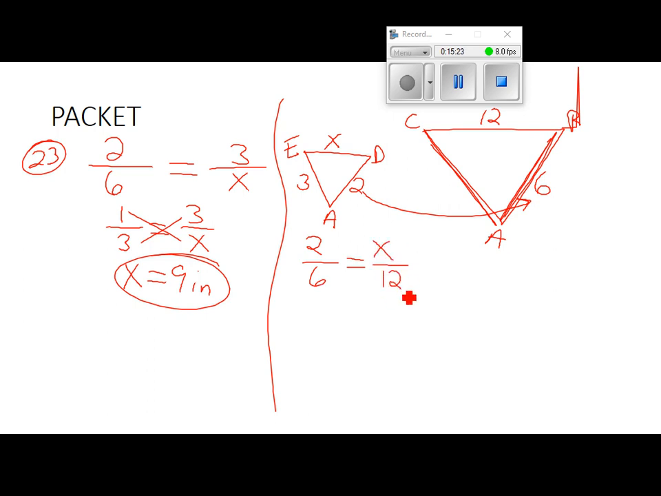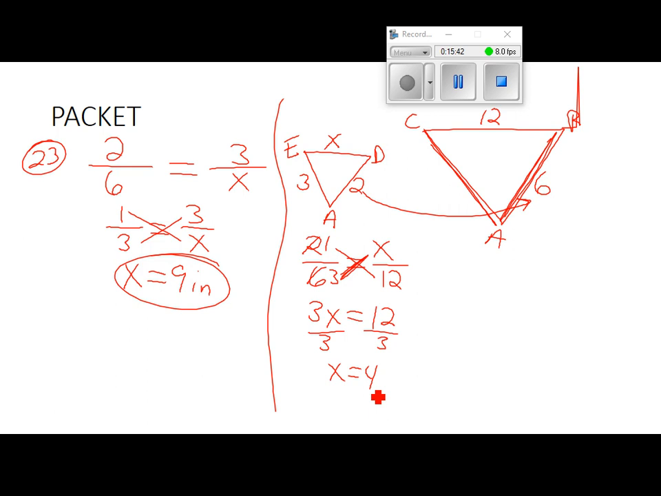Again, we could reduce this 2 over 6 down to what? 1/3. So let's make that a 1, now to 3. Might make it a little easier. Cross multiply, what do you get going that way? 3x. This way? 12. Divide by 3. What's x equal? 4.